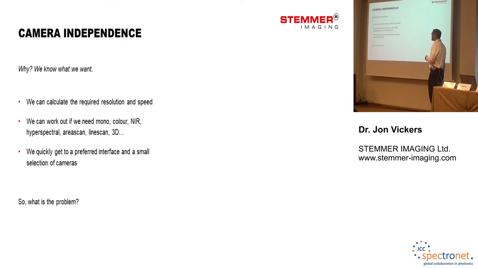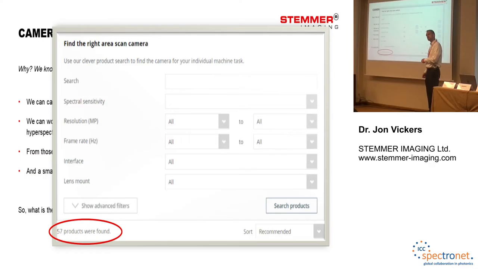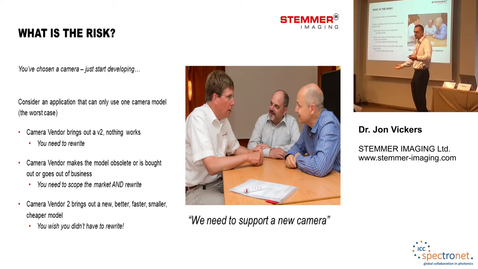What's the problem? It's fairly obvious if you need color or mono. It might be fairly obvious if you need area scan or line scan or 3D or hyperspectral. So why should we be independent of camera? Well, the problem is there are still lots of solutions to your shortlist. But let's say you choose a camera. You find one. Maybe it's the camera you've always used. Maybe it's the vendor you've used before. And you start developing.